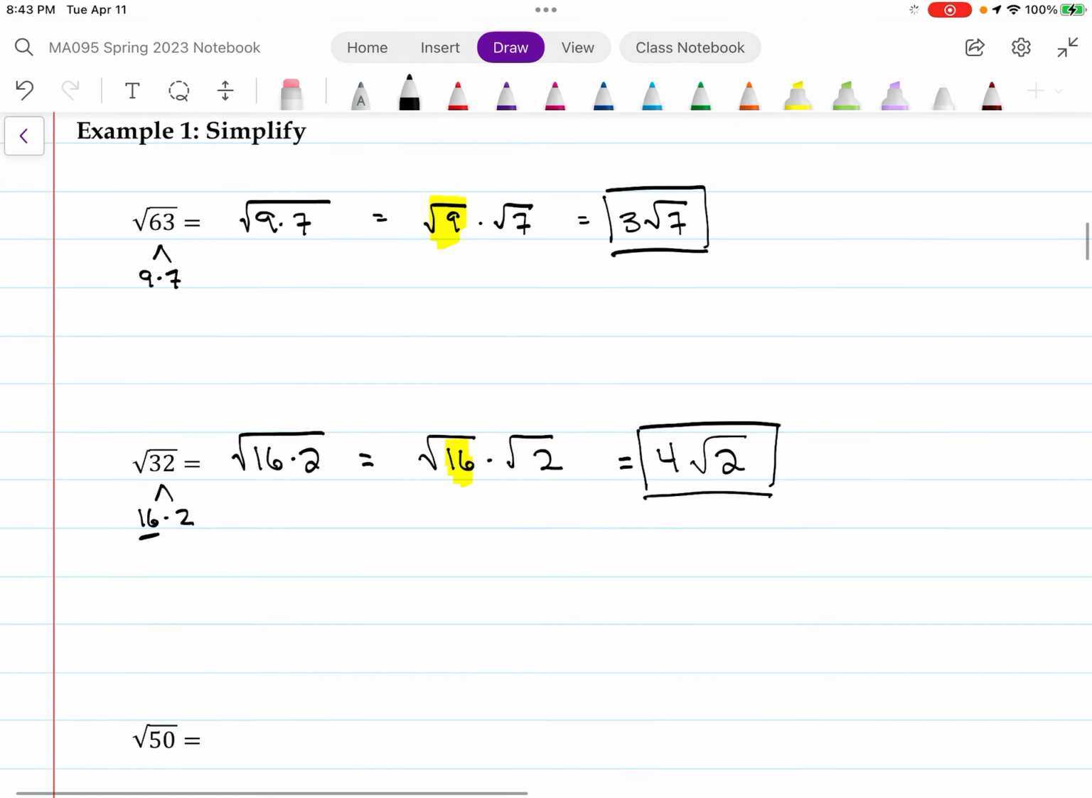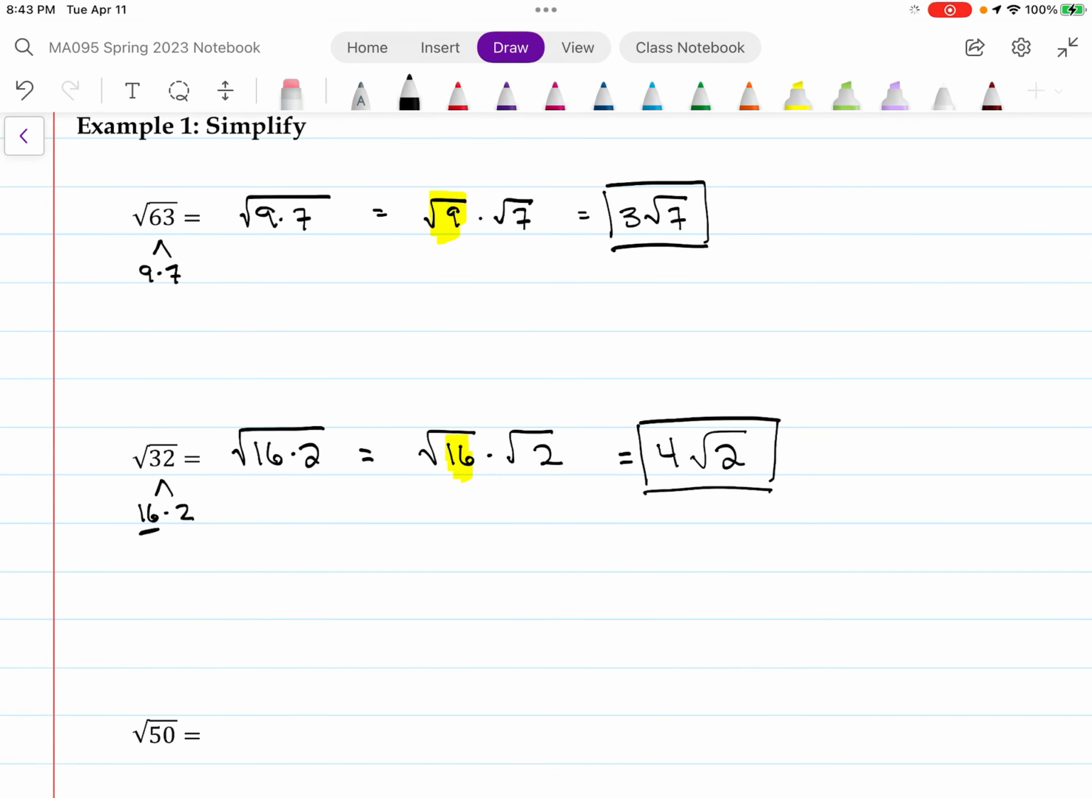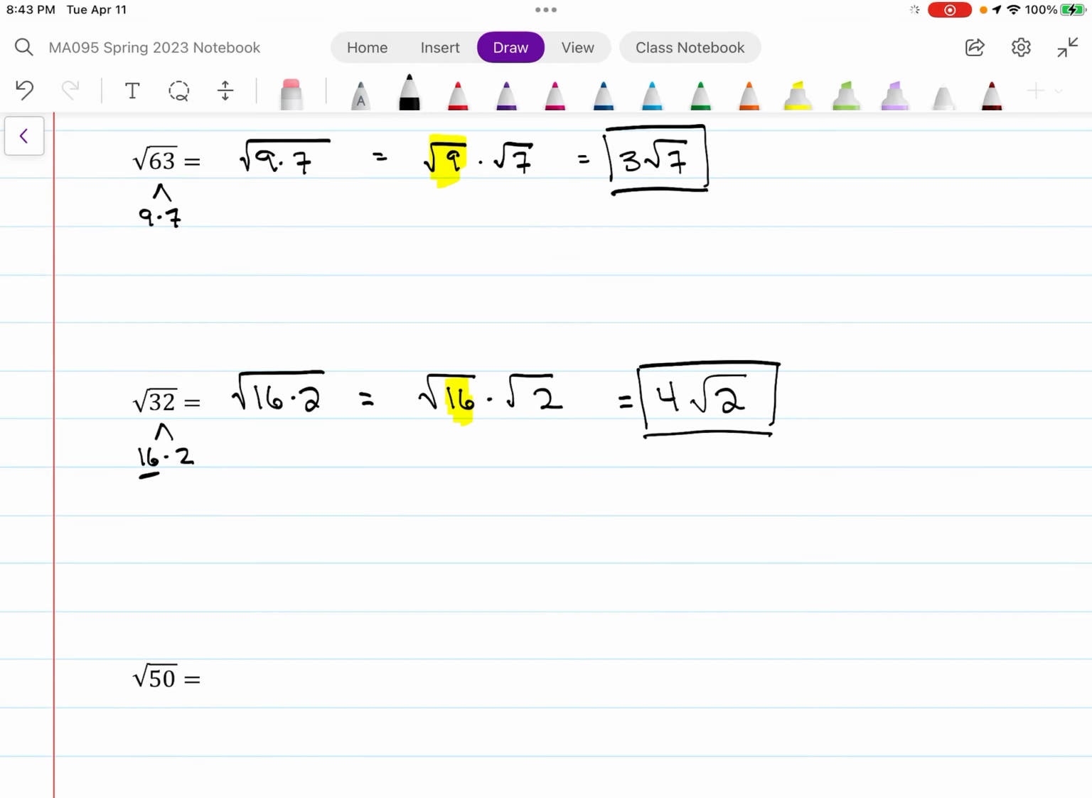All right, try this one. All right, so hopefully you paused and gave it a try. If you didn't, do give that a try. Square root of 50, if you can think of something that's a perfect square that goes into 50, then go ahead and factor it out.